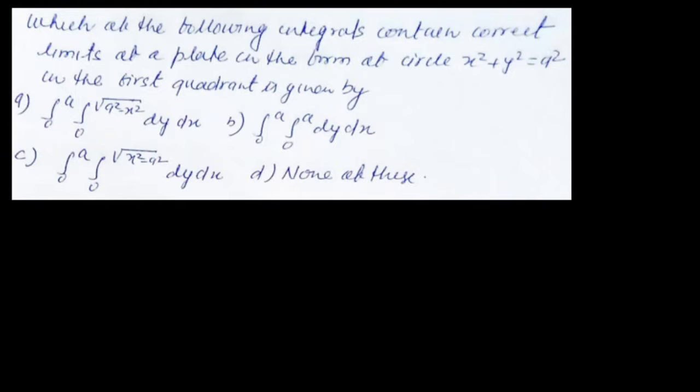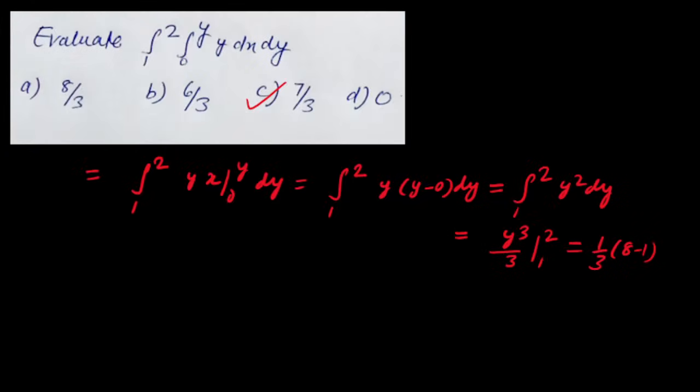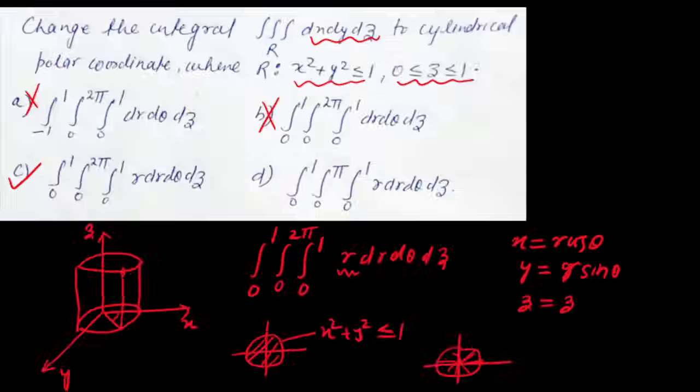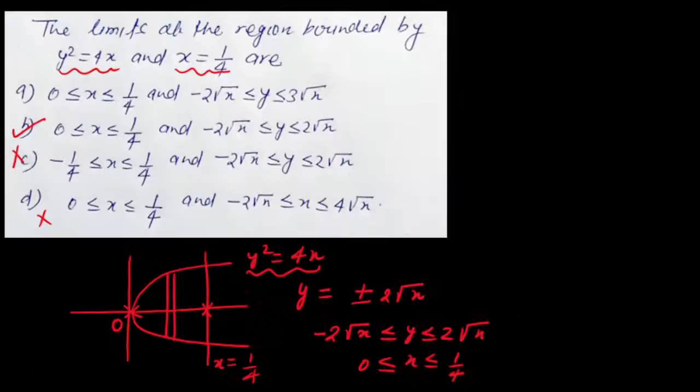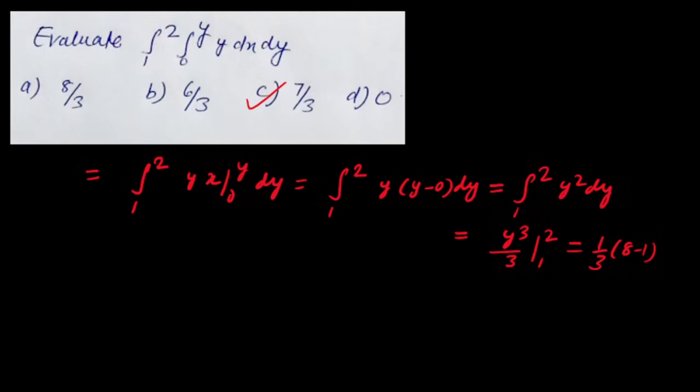So this was question number 4. Now let us solve question number 5. How many questions have we solved? This was the first question, then the second, third, and fourth. So this was the fourth question. Now let us solve question number 5.